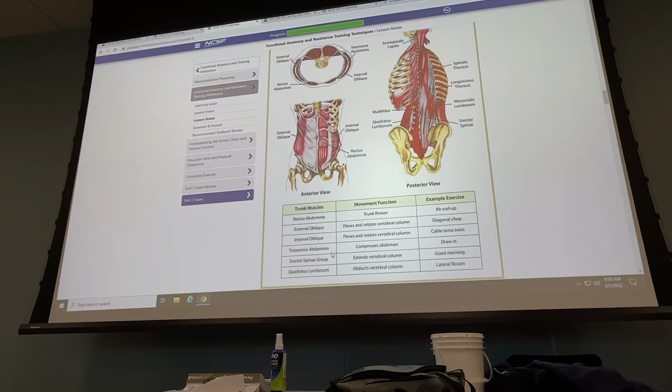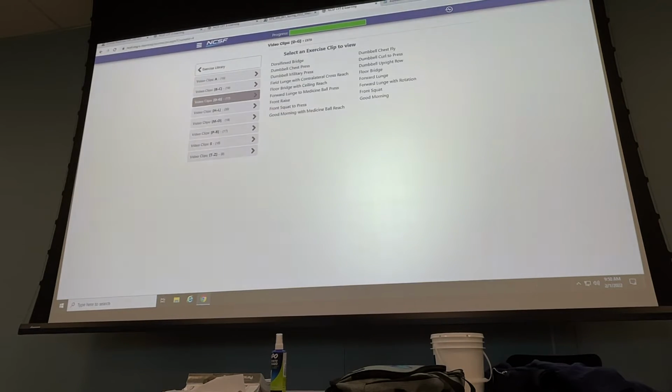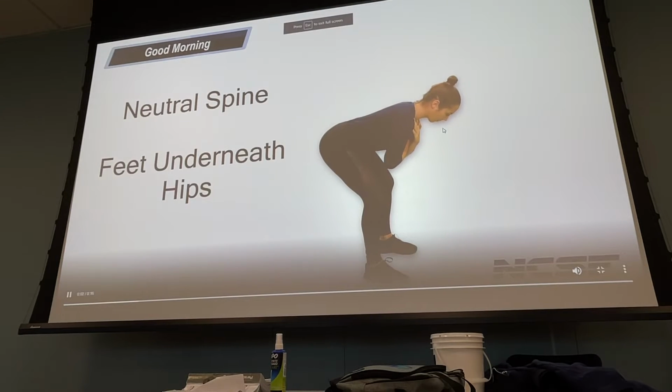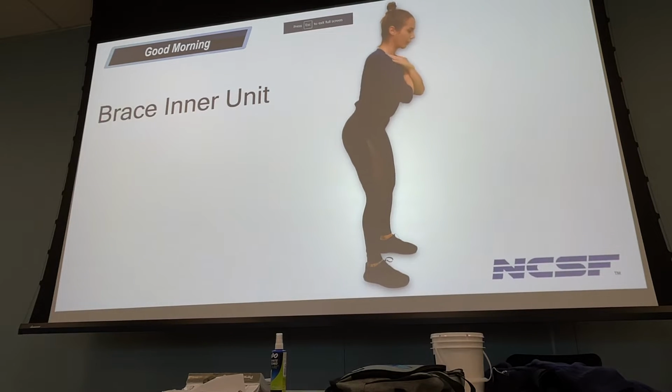We have the erector spinae group. Okay, so that goes up from the base of the skull all the way to the bottom of the pelvis. Okay, that is your strongest muscles of the back, the erector spinae group. Let's see if they have a good morning example. I assume they would. Okay, working the erector spinae.